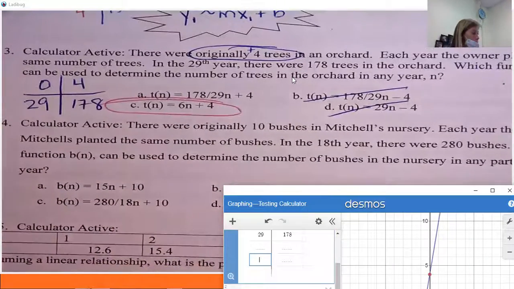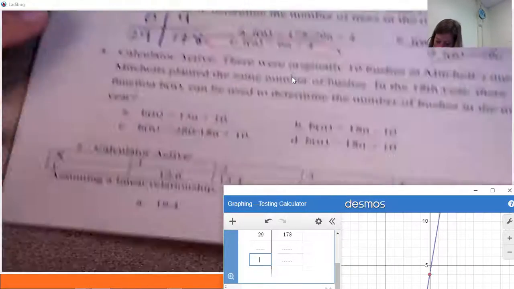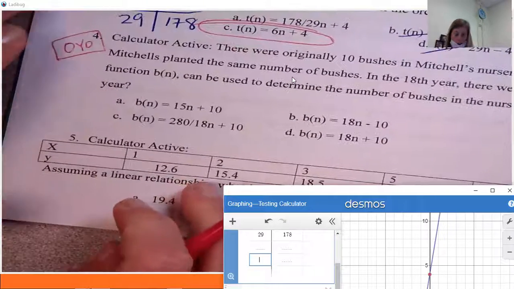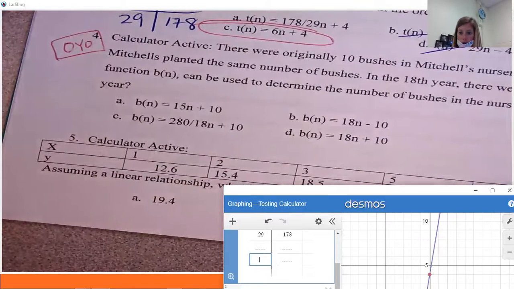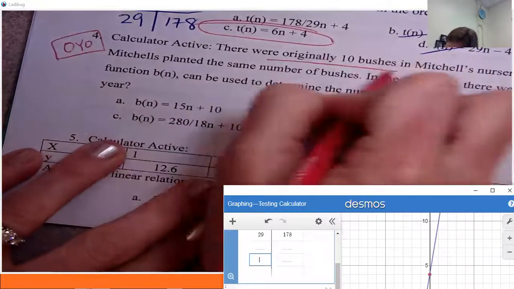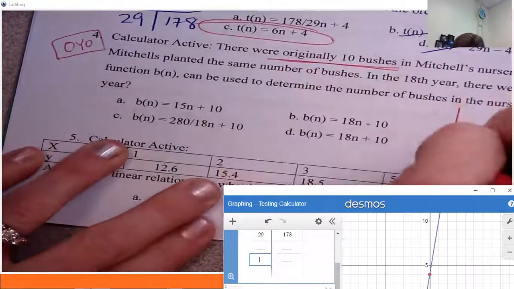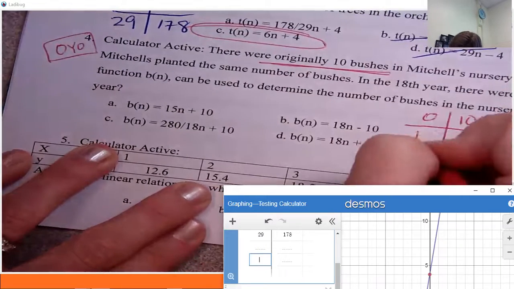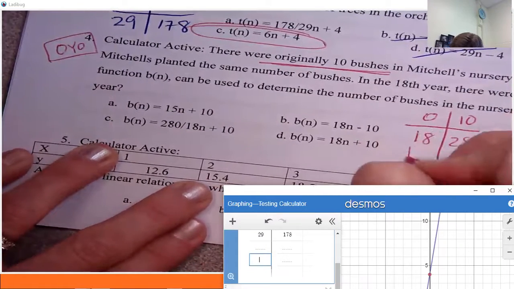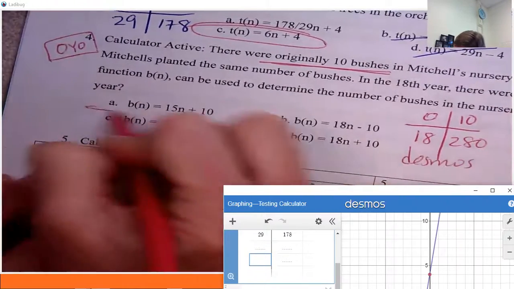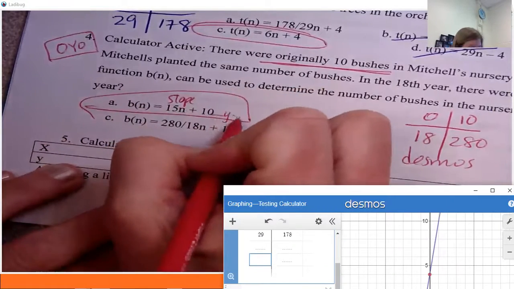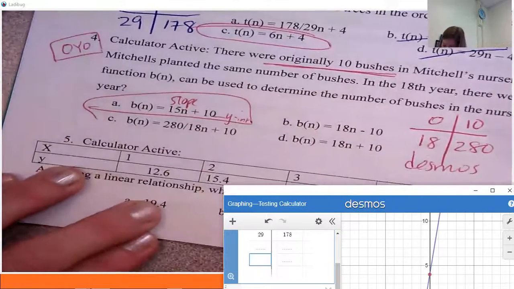Okay. Number 4, I want you to try this one on your own. We'll come around and check it. Then we'll talk about it. You see originally 10, that means you put a 0 and then a 10 when it says originally 10, and then they give you 18 and 280. Put it in Desmos, and your slope is 15, and your y-intercept is 10. So the answer is A.